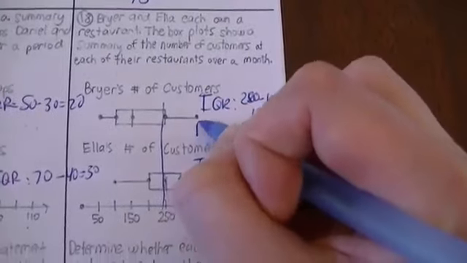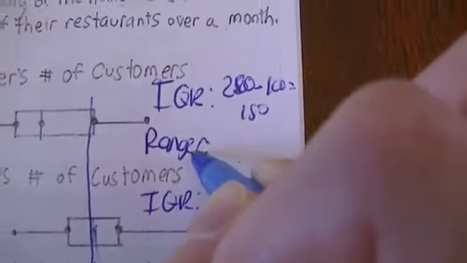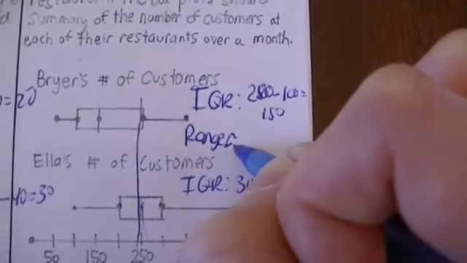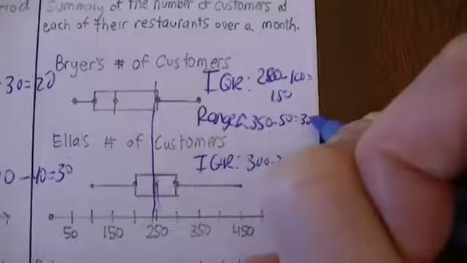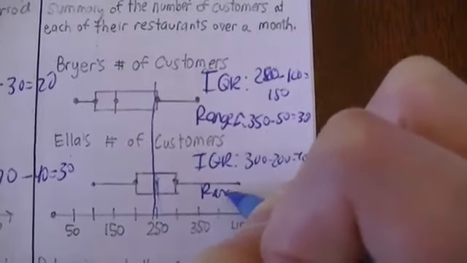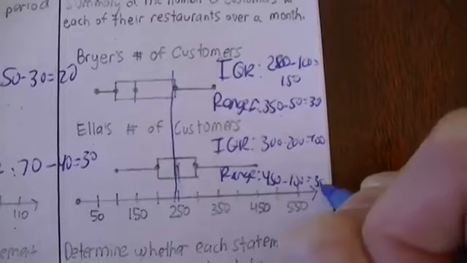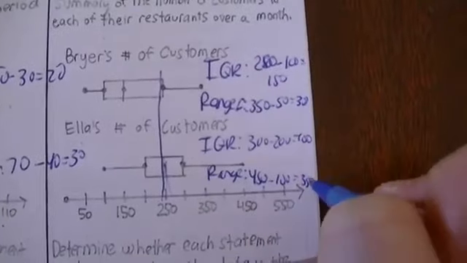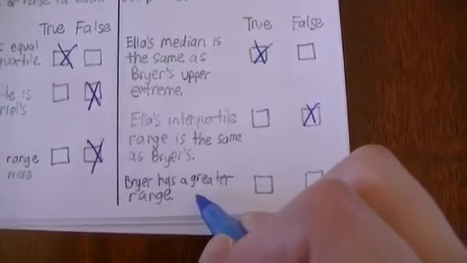Let's find the range. Upper extreme minus lower extreme. I don't know why I wrote ranger. It's range. 350 minus 50, which is 300. Ella's range is 450 minus 100, which is 350. So 350 and then 300, that's 300 right there. Briar does not have a greater range, Ella does.